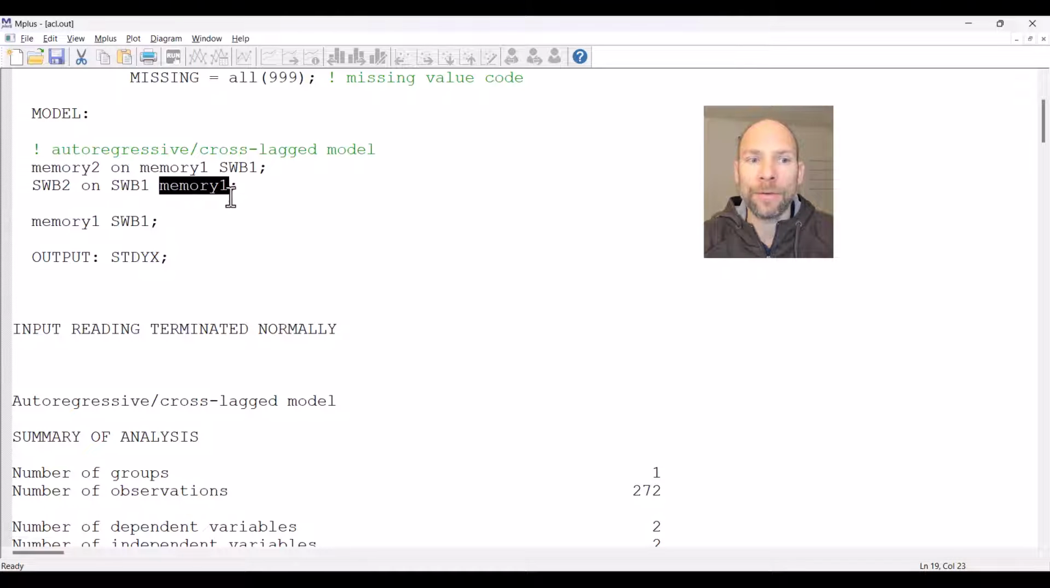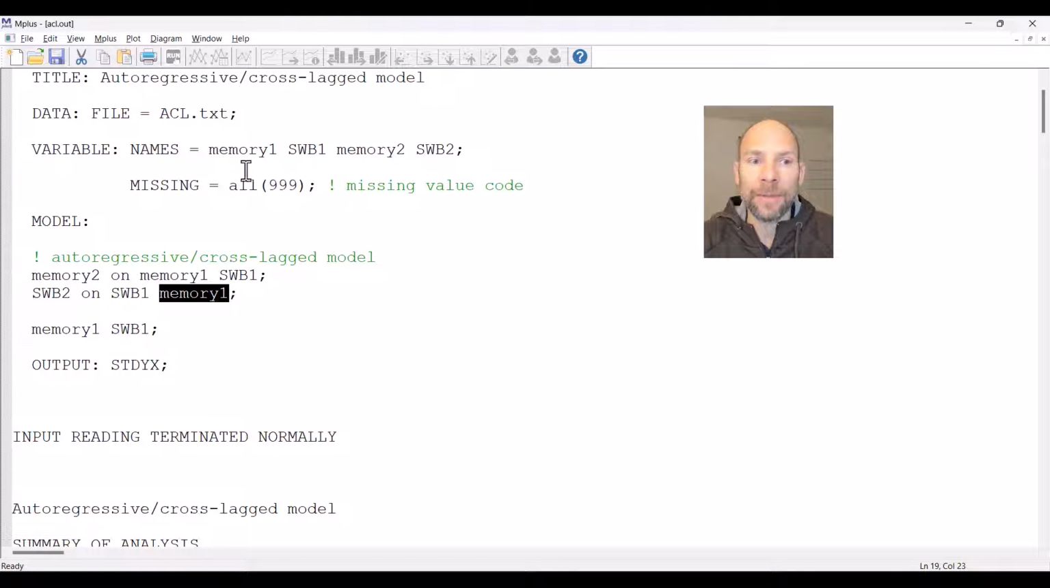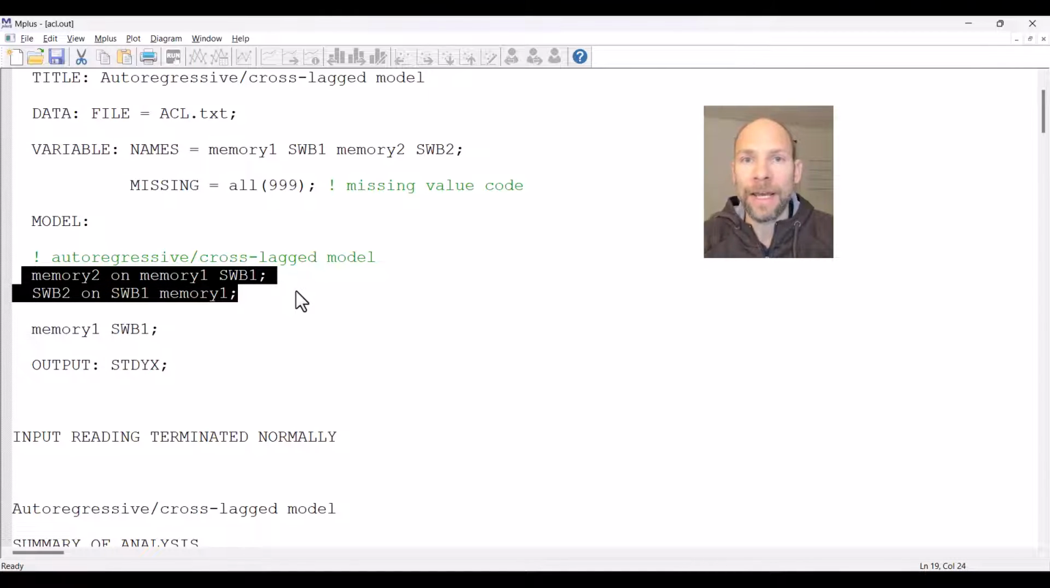So that would be the cross-lagged effect from memory onto subjective well-being. Assuming that these are continuous variables, which is the default setting in Mplus when you don't define variables as categorical in the variable statement, what will happen is that a linear regression will be estimated for those regression equations, because these variables are not defined in any specific way as categorical, and so Mplus will assume that they are continuous variables and therefore will use linear regression coefficients in this path analytic model.